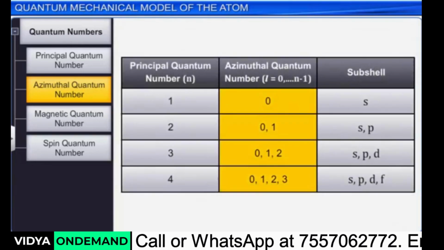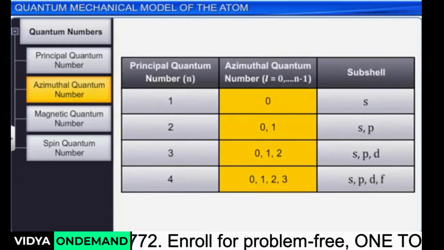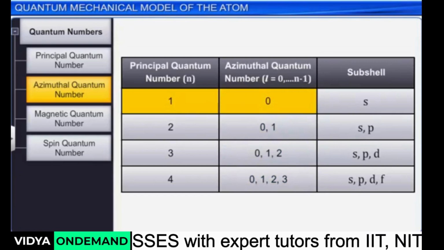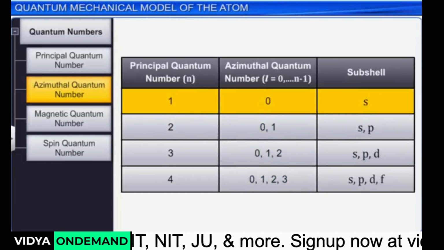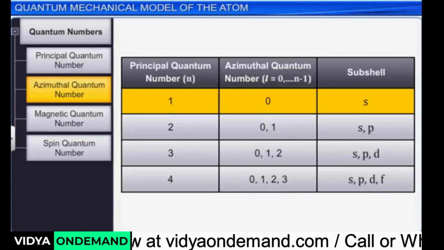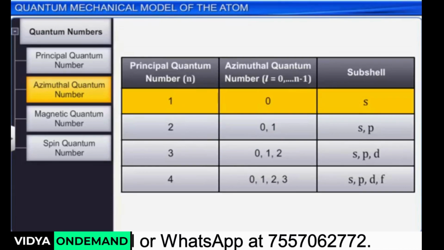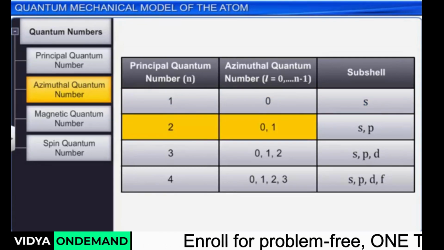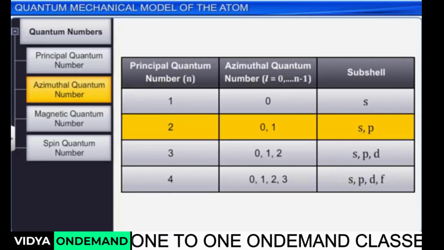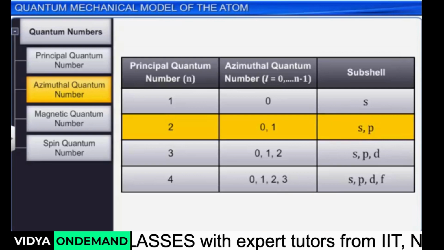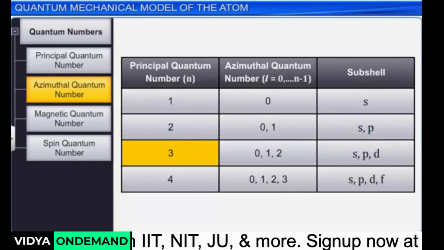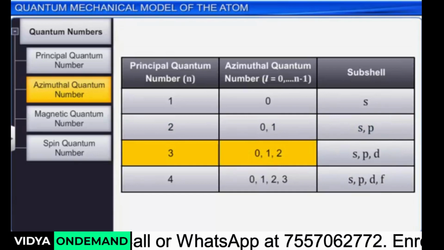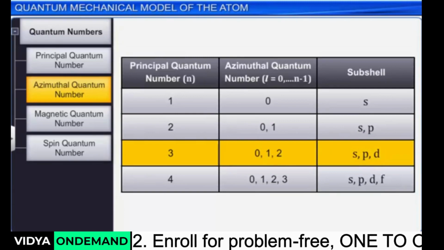The value of l in turn defines the number of subshells, which means that when n is equal to 1, l is equal to 0. That is, there is only one subshell in the first main energy level. Similarly, for n equal to 2, l is equal to 0 and 1. That is, there are two subshells in the second main energy level. And for n equal to 3, l is equal to 0, 1, 2. That is, there are three subshells in the third main energy level.